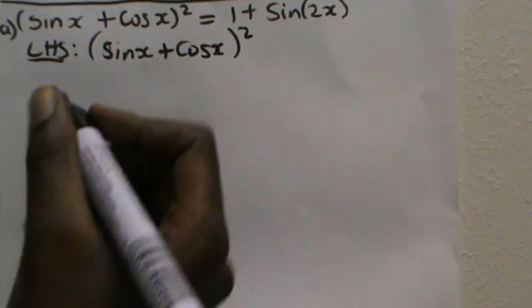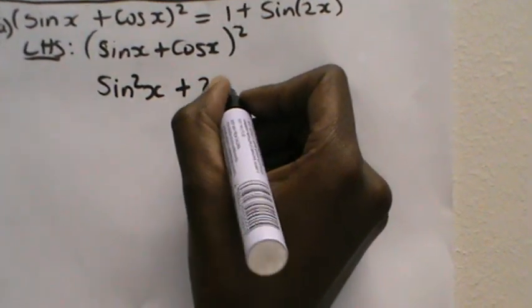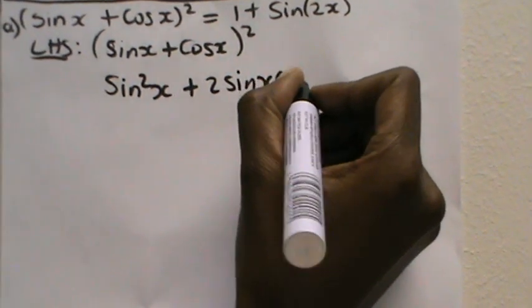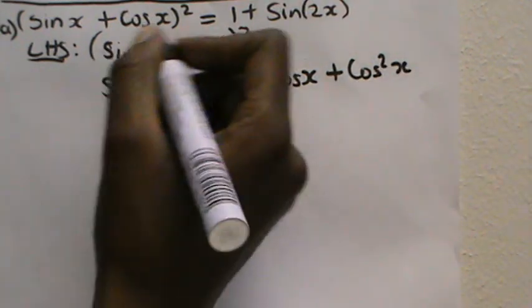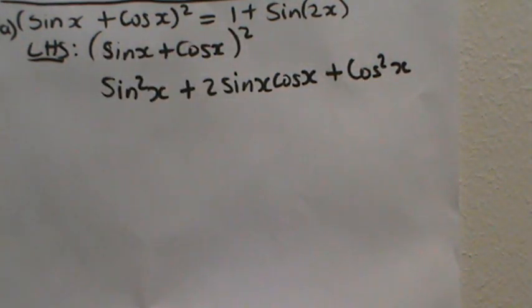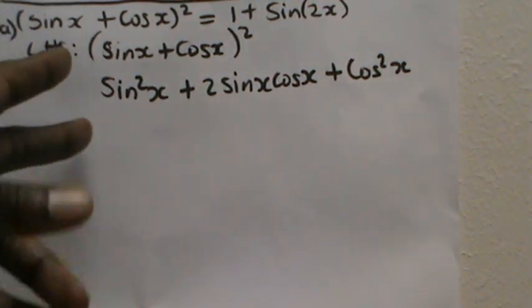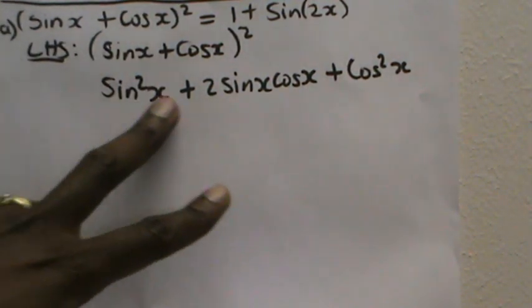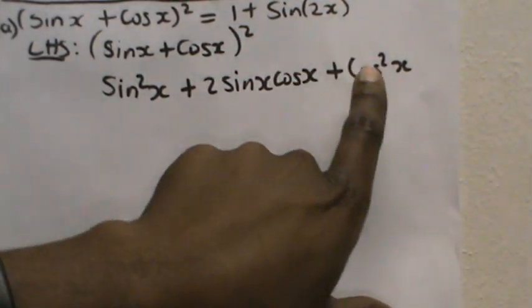Now the first thing I could think of to do is multiply out my brackets, and if you do that correctly, you should have sine squared x plus 2 sine x cos x plus cos squared x. This is a binomial expansion because it's two terms raised to an exponent, and just using the binomial expansion you should be able to do this. Or Pascal's triangle, you see the coefficients here are 1, 2, and 1.